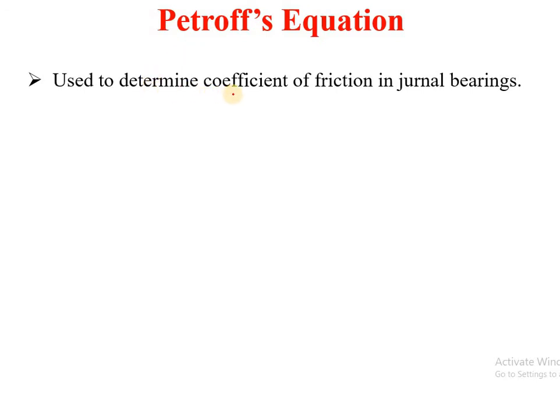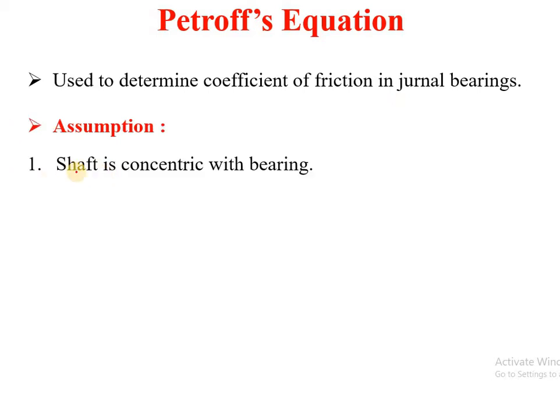Now next we'll discuss Petroff's equation. This equation is used to determine the coefficient of friction in a journal bearing. Here is a correction, it is journal bearing. The assumptions are, first, the shaft is concentric with the bearing. Second, the bearing is subjected to light load. Now practically these conditions are not possible, because the shaft is always eccentric with the bearing and the bearing is always subjected to high load. It is not possible to work on light load.